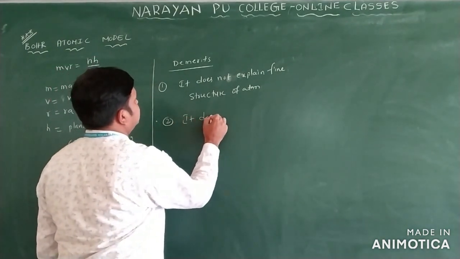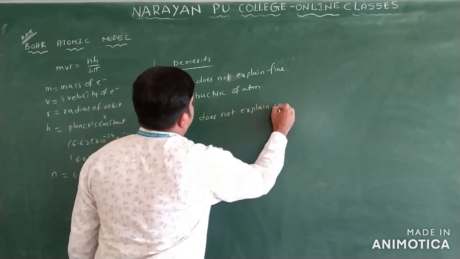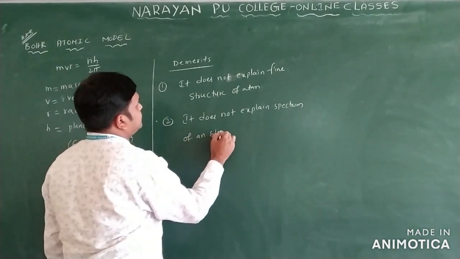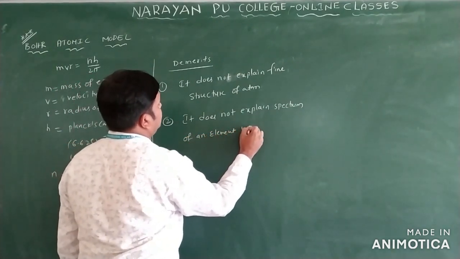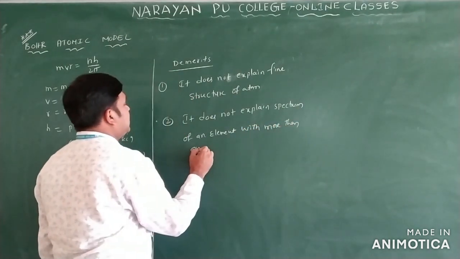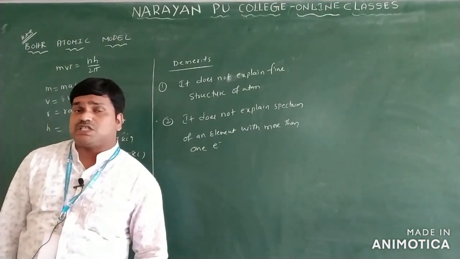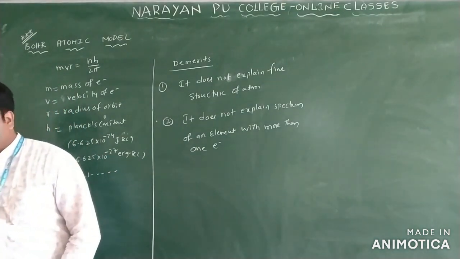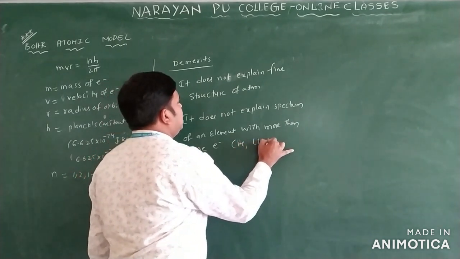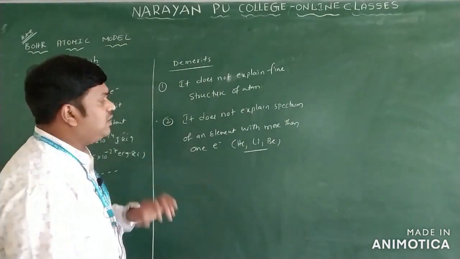It does not explain the spectrum of an element with more than one electron. If more than one electron, it is only applicable for which one? It is only applicable for the hydrogen atom only. It does not explain more than one electron, which means you can take here helium, lithium, beryllium. You can take for these. Only the hydrogen spectrum is explained by the Bohr model.